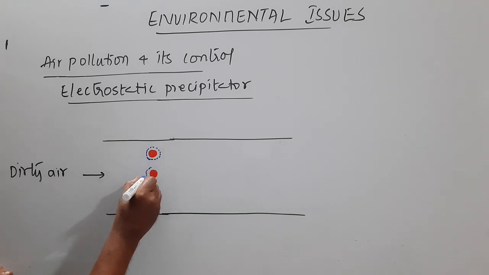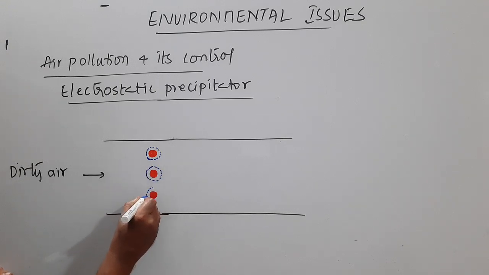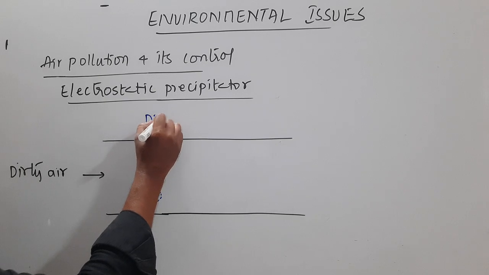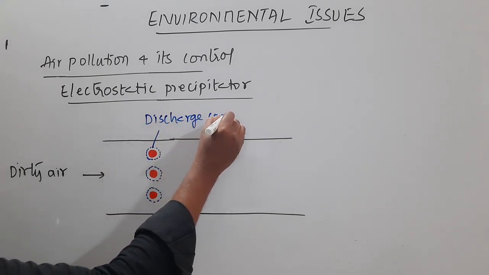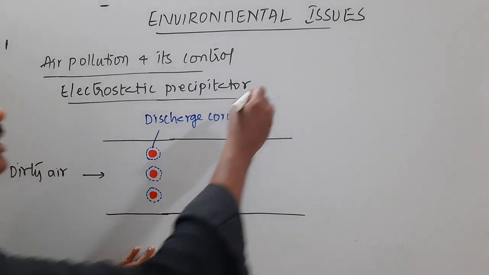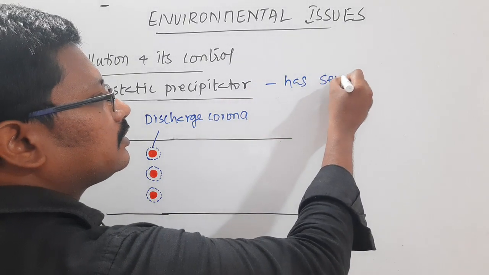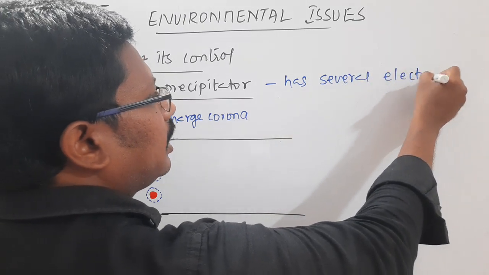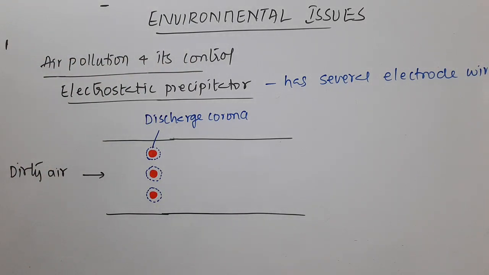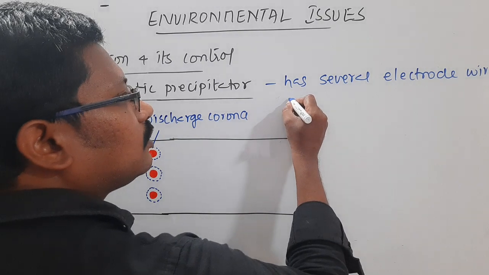So this is the corona, right? So that's here, this is the discharge corona. These are actually the electrode wires. The electrostatic precipitator has several electrode wires, and they are all maintained at several thousand volts.